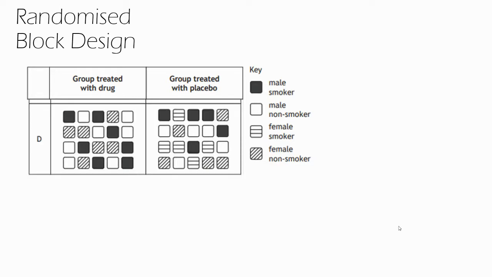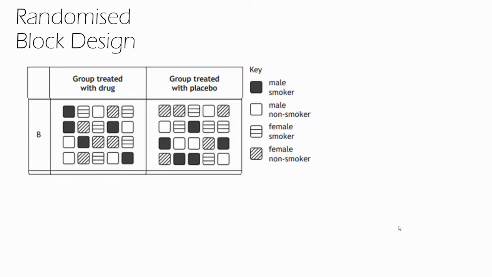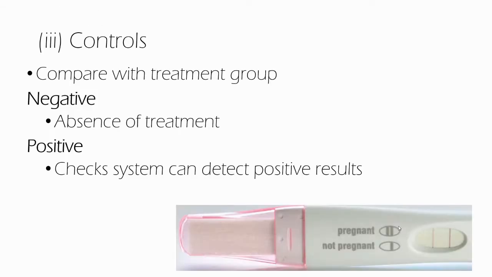The third one is devious, and they look like they've done a proper randomized block design, but if you count the number of black squares, which is male smokers, there are seven on the left and only five on the right, which isn't really fair. Whereas in the final example B, you can see there's an equal number of male smokers and female smokers in each group.